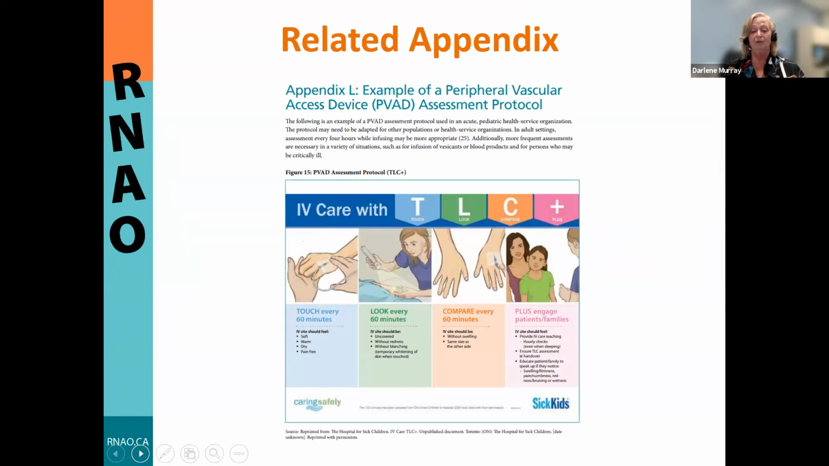In addition, the practice note states that assessment of a PVAD needs to follow an established protocol. On your screen, you will see Appendix L, which provides an example of a PVAD assessment protocol. In addition, you will find in Appendix G the UK Vessel Health Preservation Framework, which includes some details that might be helpful in a daily assessment.